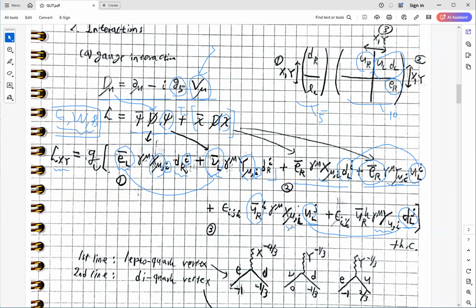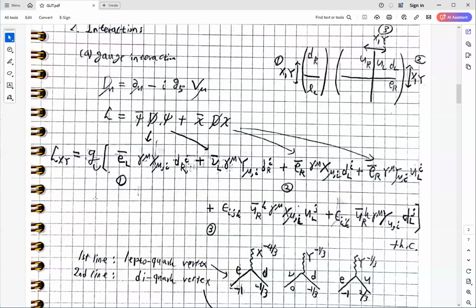there should be the two color indices. So there's the one color index from the up and the one color index from the left-handed up, and also the X gauge boson has the color index, so there will be the epsilon symbol with the three color indices here. So the point is X and Y gauge bosons give the two kinds of vertex. In the first line, there will be one lepton and one quark, which is called the lepton-quark vertex. And in the second line, there are two quarks, the diquark vertex with the color index.